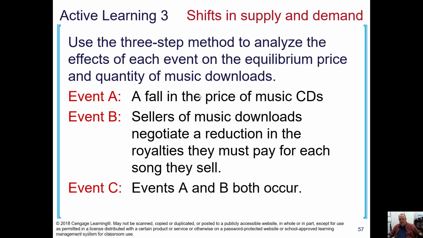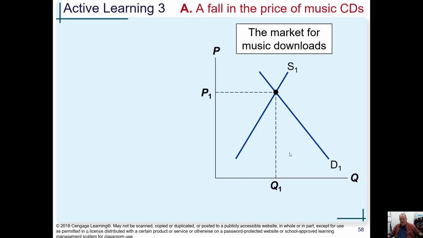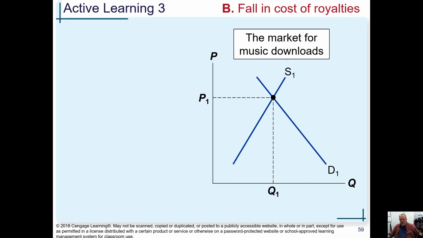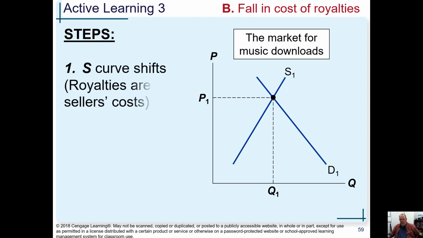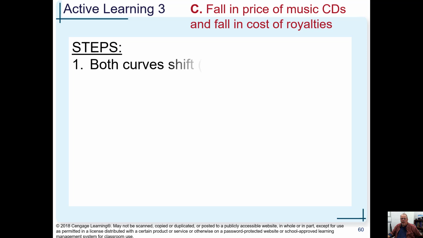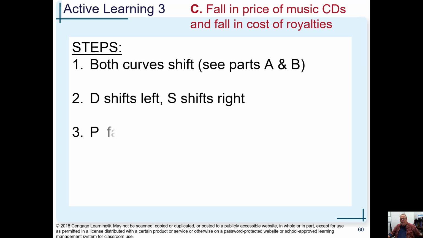We see they want us to look at all these: a fall in the price of music CDs, sellers of music downloads negotiating a reduction in royalties on each song, and A and B occur. Fall in the price of CDs, you'll see a decrease in demand for music downloads. A decrease in royalties, you'll see an increase in the supply because they're willing to produce more at a lower cost. And both curves move.